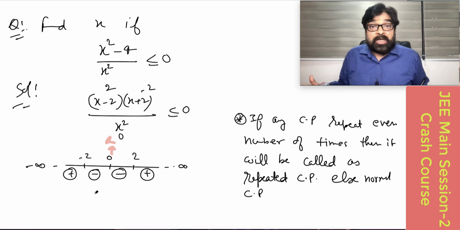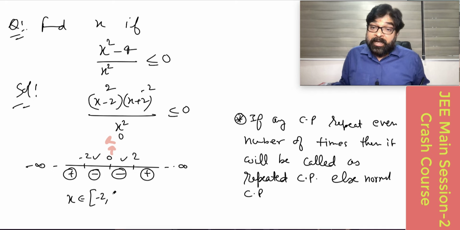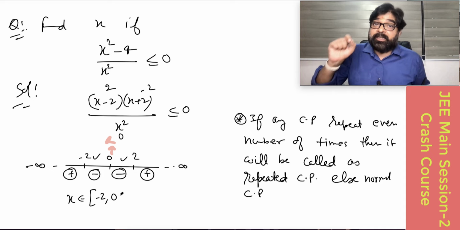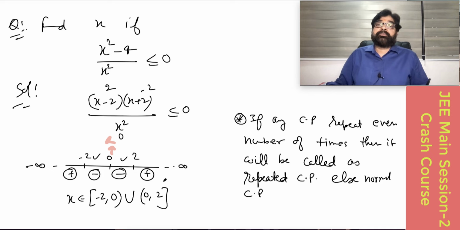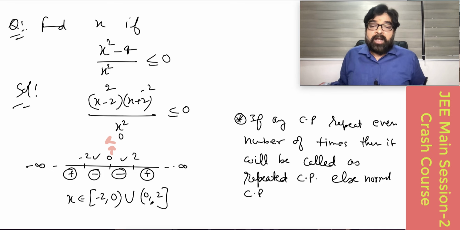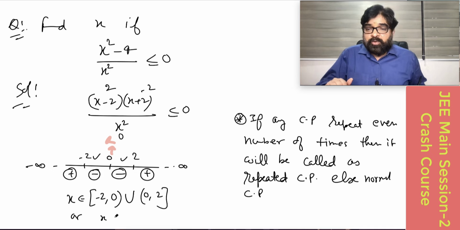Now what do you want? I want negative, sir. Okay, so x element of, this is correct, minus 2. Minus 2 open or close? Close, because it is the numerator's critical point. Minus 2 close. 0 open or close? Open, denominator's critical point. Union. 0 again open, 2 close. This is the answer. Or you can write this answer another way also: x element of minus 2 to 2, complete, difference 0.